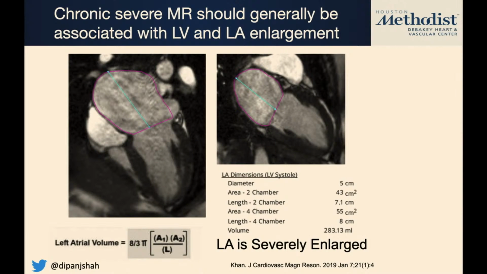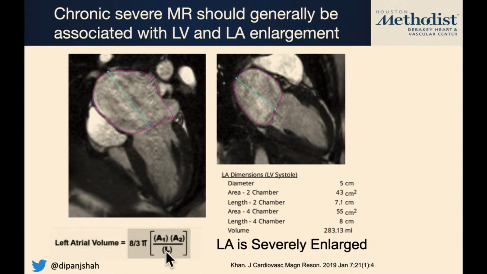And so this is the standard clinical methodology that we will utilize, which is a biplane area length method, similar to what's done in echocardiography, where you'll planimeter the size of the left atrium on a 4-chamber and a 2-chamber view to get the area, and then use the length, and a similar formula that's used in echocardiography to determine a left atrial volume.